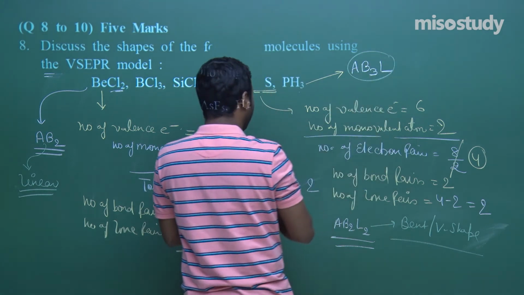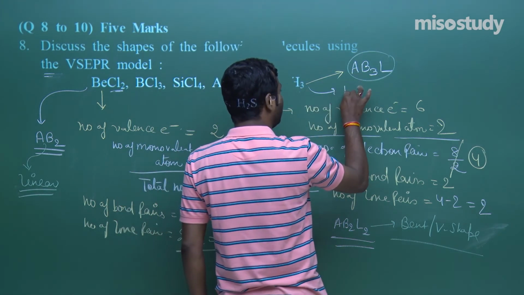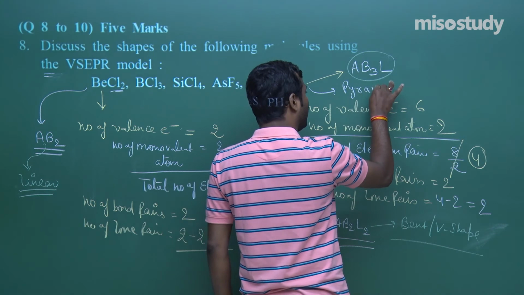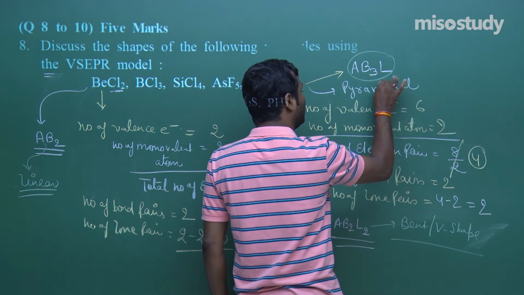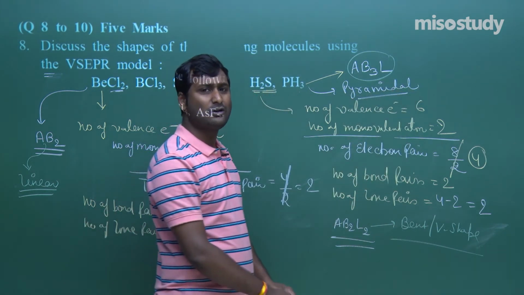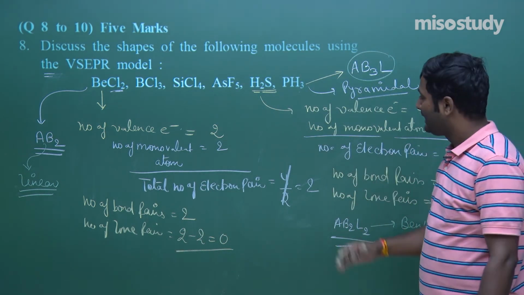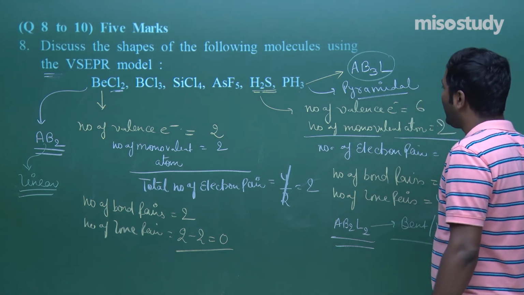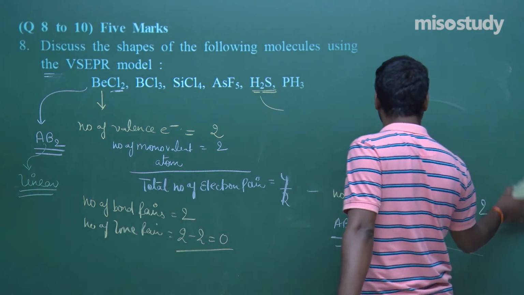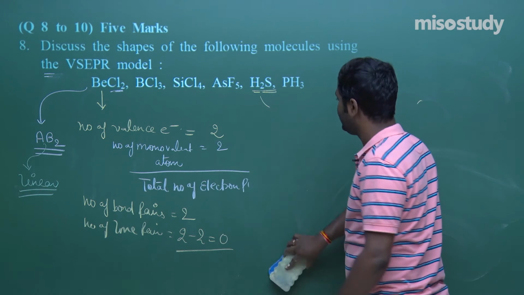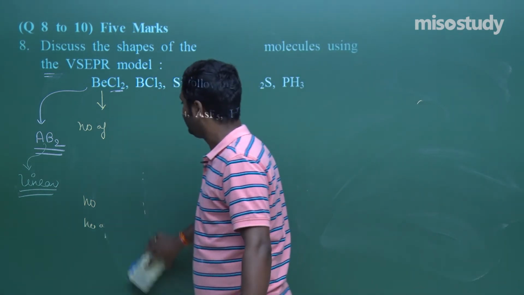AB3L. Remember, if the formula is AB3L, the shape is, my friend, pyramidal. Clear to you? You can easily solve such kind of questions if you have a command over the theory. Clear? Now I am going to rub this part and will discuss the next question. Listen carefully to what I am telling.